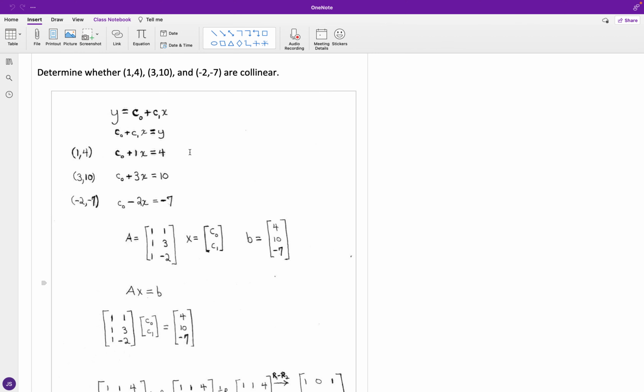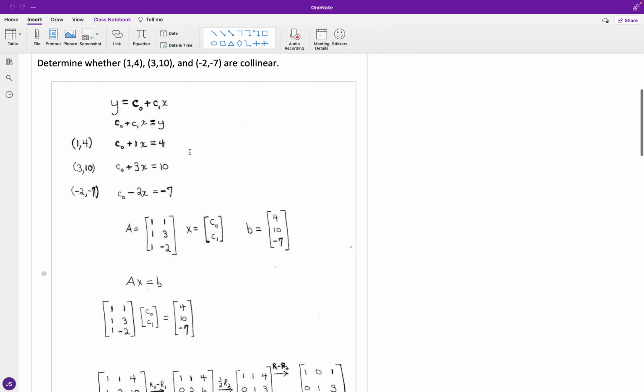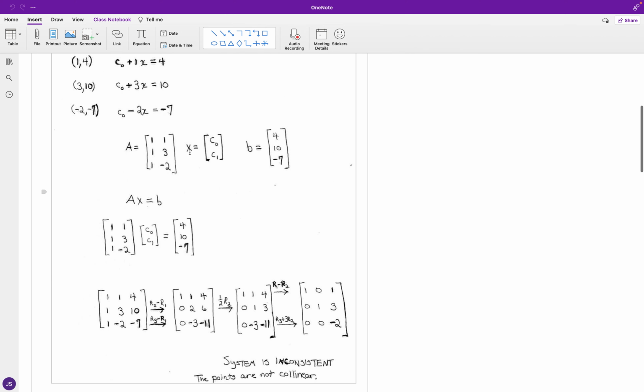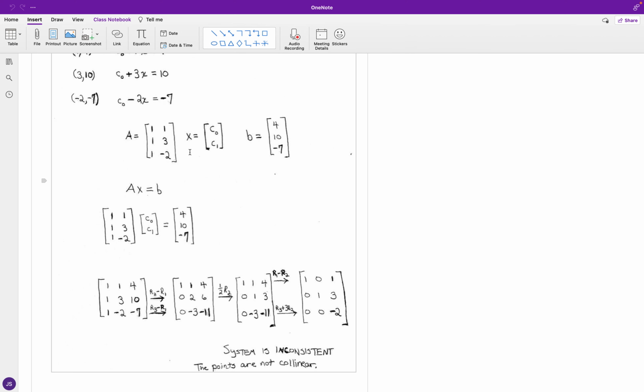Okay, we're going to be looking into another least squares item. This will be not with the least squares regression line, but the least squares quadratic polynomial. We had dealt with the points (1, 4), (3, 10), and (-2, -7). On the basis of Ax = b, we had an inconsistent system where the points were not collinear.